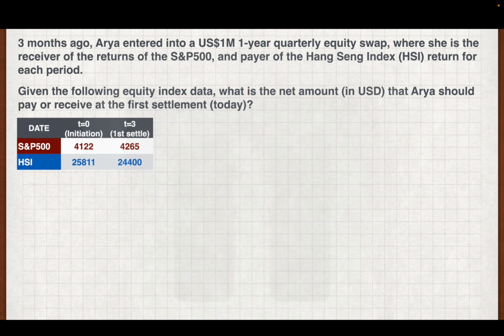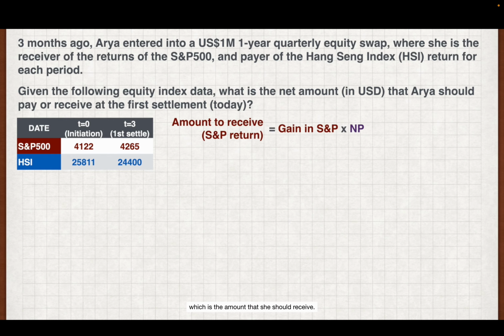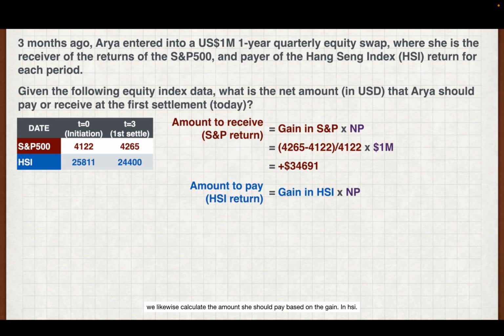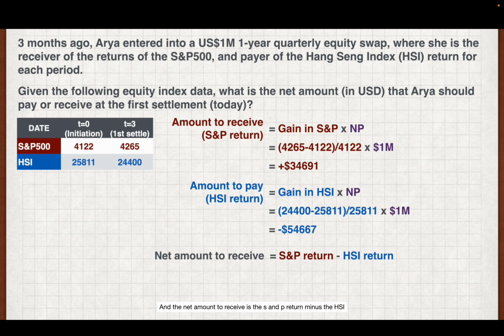And we're back. Let's first calculate the S&P return, which is the amount that she should receive. This is the unannualized gain in the S&P index times the notional principal of $1 million. Next, we likewise calculate the amount she should pay based on the gain in HSI. This value is negative, which means she should receive this amount instead of paying it. And the net amount to receive is the S&P return minus the HSI return. In total, she should receive $89,358.